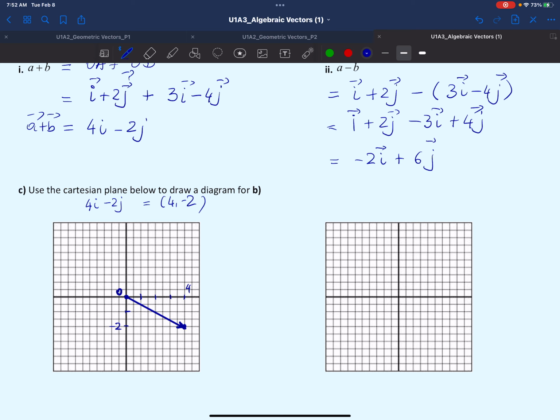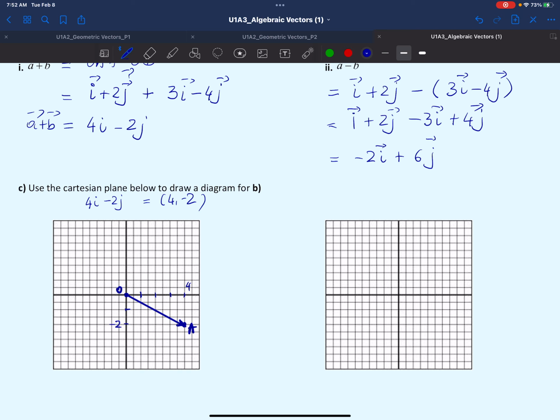And voila, we got the vector OA. Now, in the same way, we're going to draw the vector negative 2i plus 6j, which is basically negative 2 and positive 6. So 1, 2, and then 1, 2, 3, 4, 5, 6. We went a little bit far. That's because we're ambitious. Here we go. And this would be your vector OB.